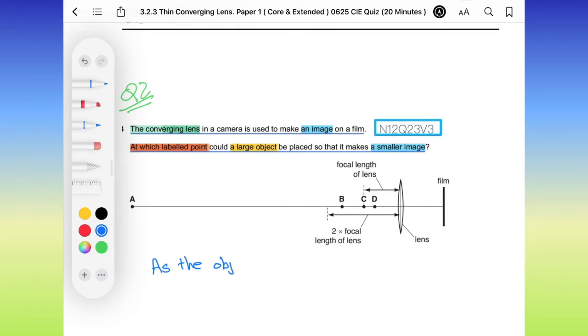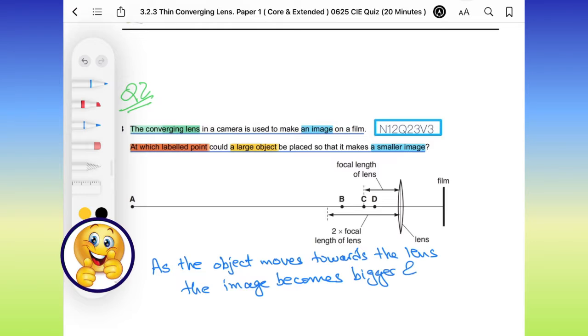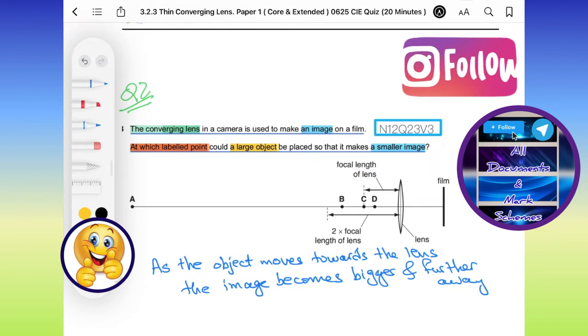the object moves towards the lens, the image becomes bigger and further away. Is it clear? Okay, so here to obtain a smaller image, again you have to choose A, which is far away from the lens.